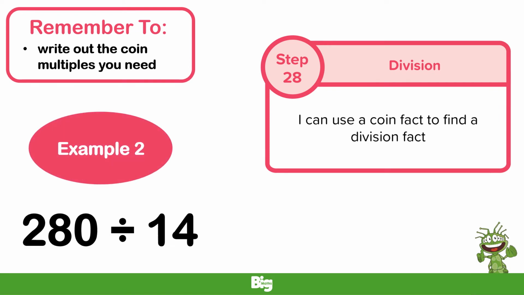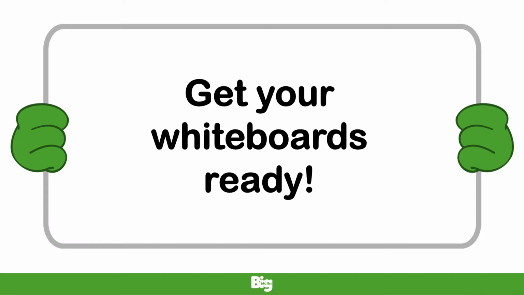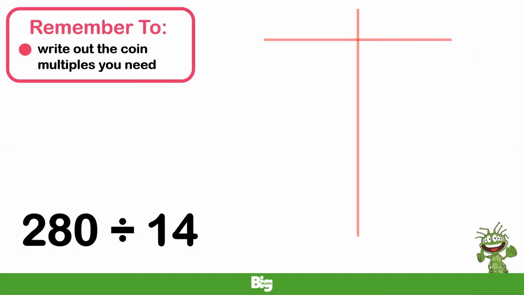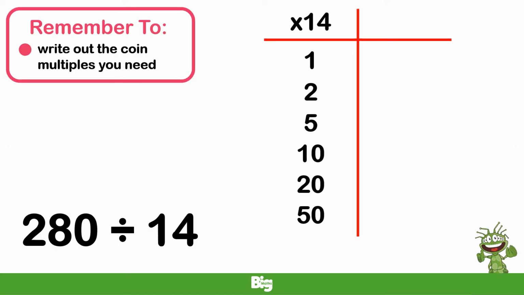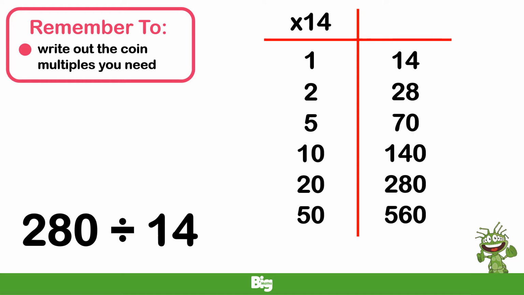Okay, we're going to do another example. So it's 280 divided by 14. So the number that you are dividing by is the number that you're going to use for your coin card. So get your pen and paper ready. Draw out your coin card for multiplying by 14. So you're going to go ahead and fill that in. I'll quickly scoot through this one so it's done for you for the example.